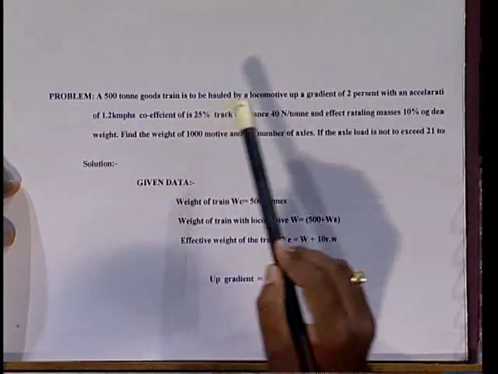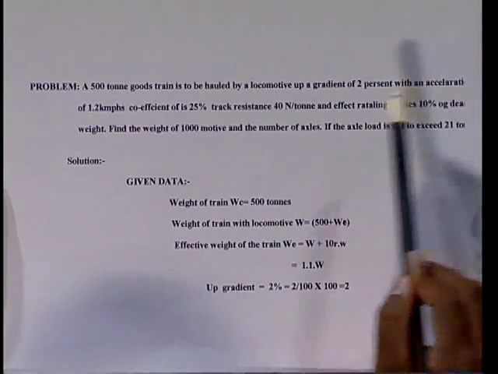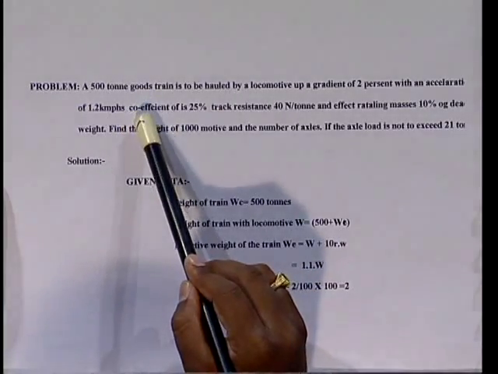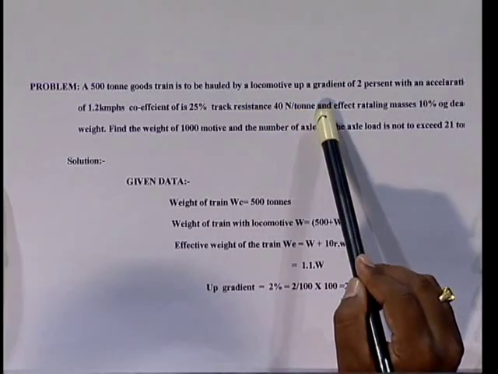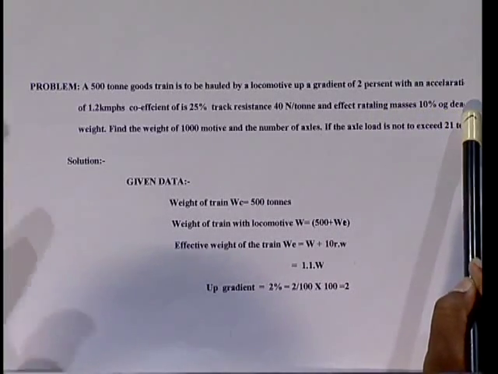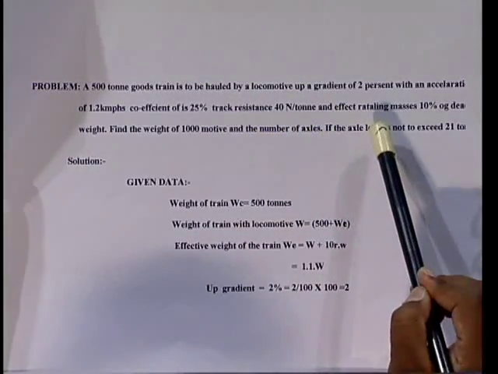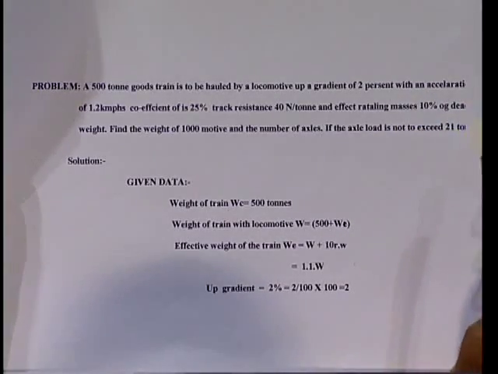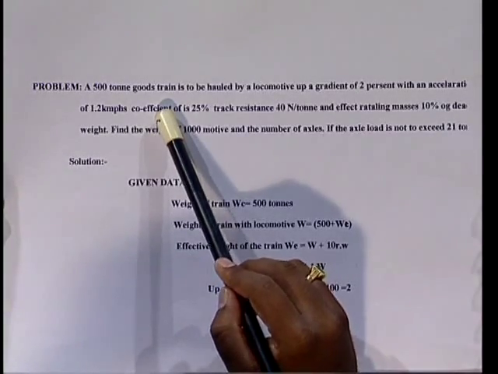The problem: a 500-ton goods train is to be hauled by a locomotive up a gradient of 2% with an acceleration of 1.2 km/h, coefficient of adhesion 25%, track resistance is 40 newtons per ton, and effective rotating masses is 10% of the dead weight. Find the weight of the locomotive and the number of axles if the axle load is not to exceed 21 tons. I am repeating the problem once again for clear understanding of the given data.